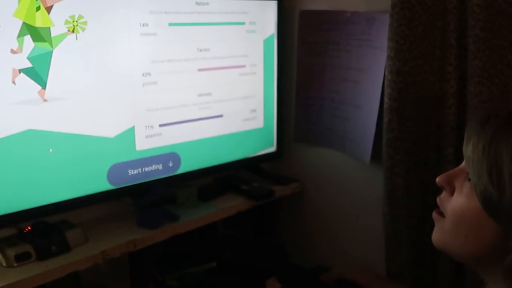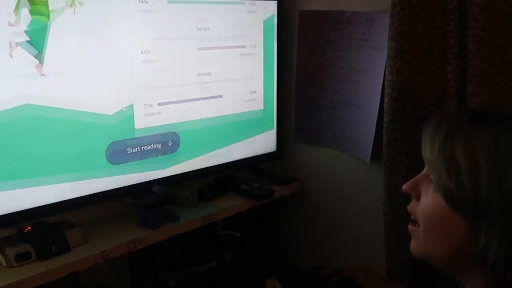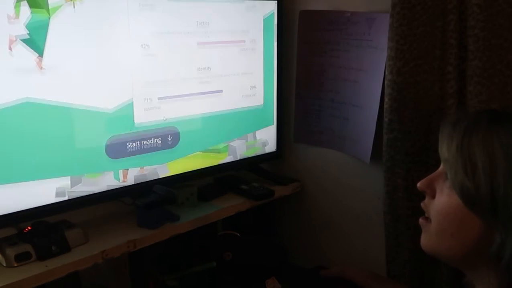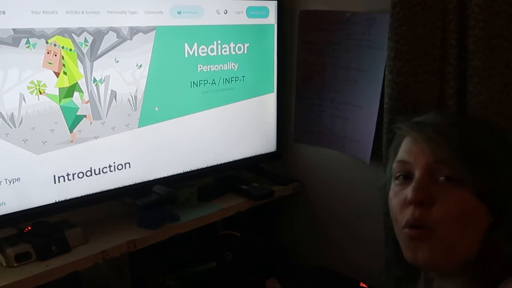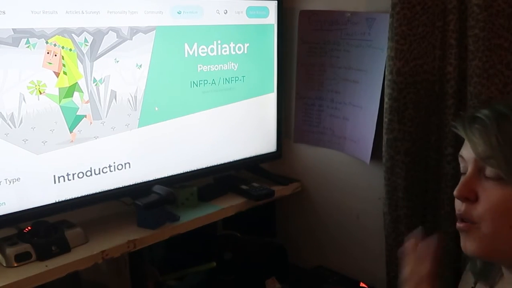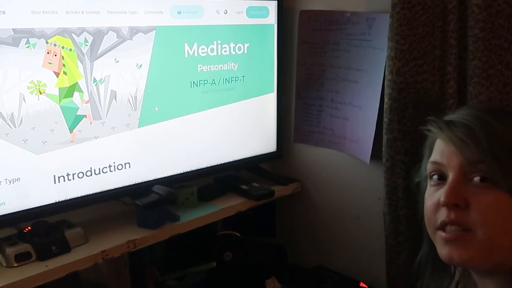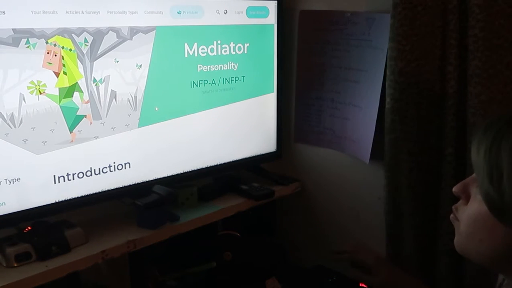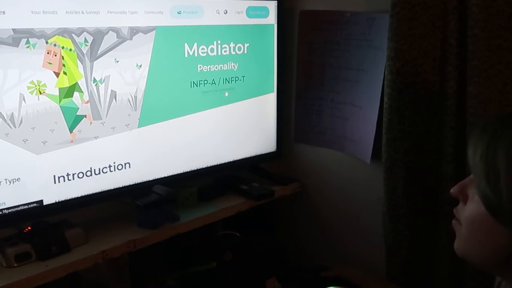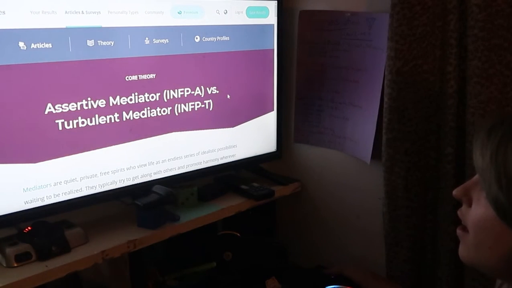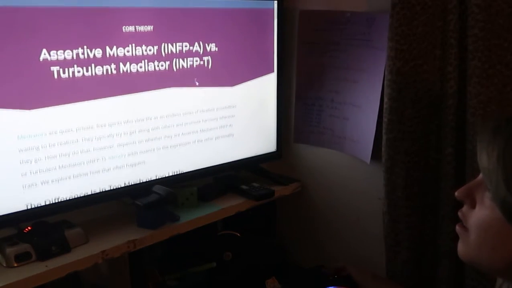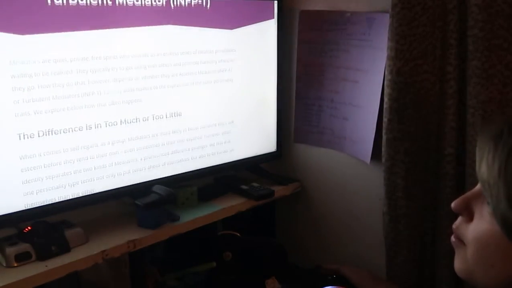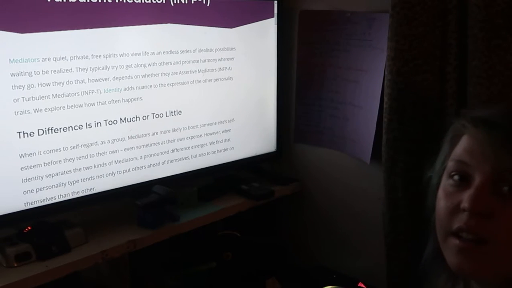Anyway, I'm familiar with the INFP-A stuff because I read it already the previous time I took the test for the paper that I'm writing. So yeah. What's the difference between an INFP-A and an INFP-T? I didn't read this, but now I'm going to try to read that anyway, and then I'm going to go write a paper.